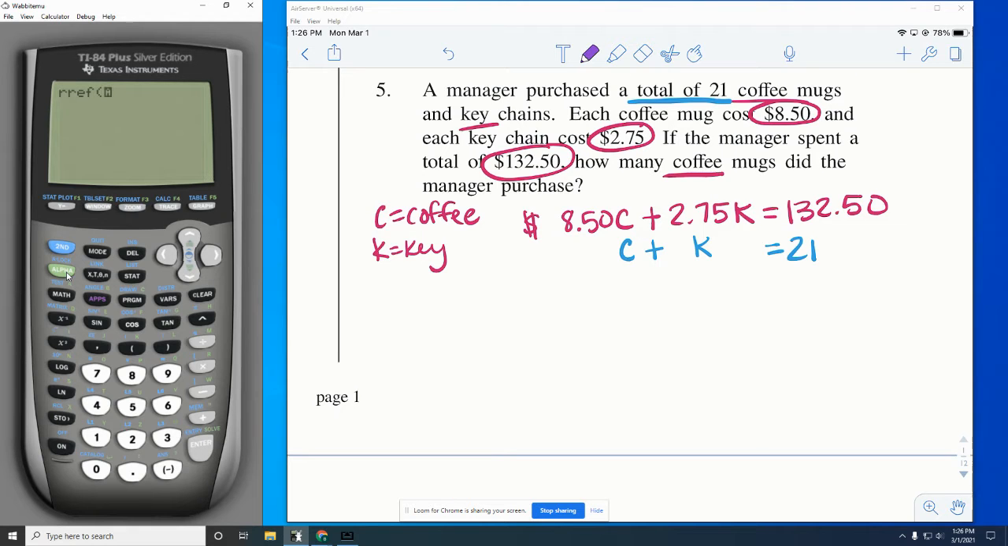From there, we click alpha zoom. We want 2 rows and 3 columns. So we change the columns to 3 and click OK. And then I type in my numbers: 8.50, 2.75, 132.50, 1 coffee, 1 key, and 21. So you don't have to write this, but if you need it, this is what we're typing in.